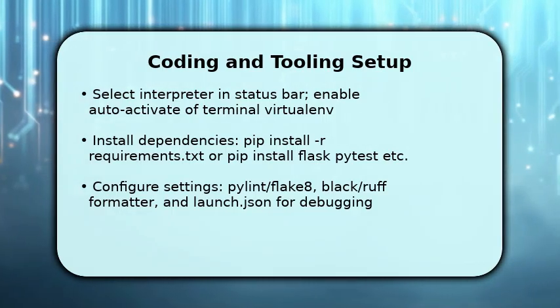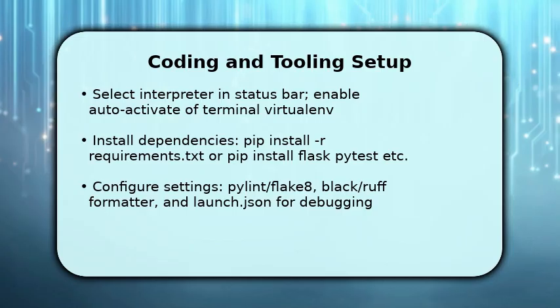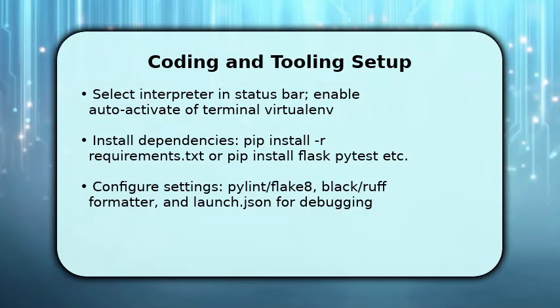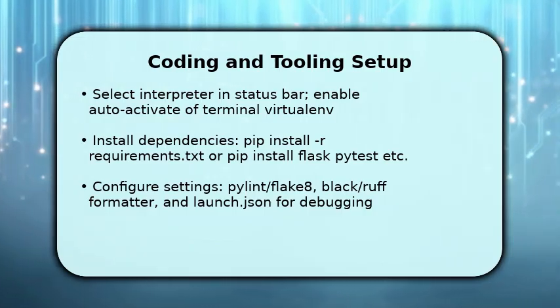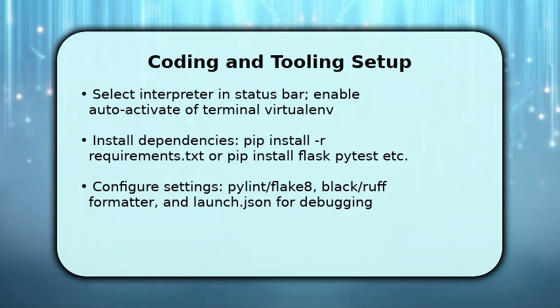Configure linters and formatters, Pylint, Flake8, Black, or Ruff, and set them in settings.json so saving formats automatically. Finally, create a launch.json for breakpoints and step-through debugging. Once set, run a debug session to validate.